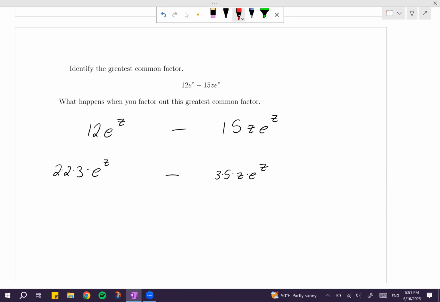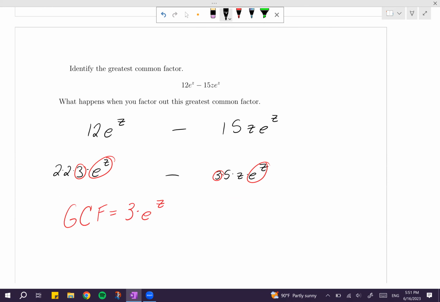So I'm just going to start circling stuff that's in both of them. This 3, there's a 3 in both of them. There's an e to the z in both of them. And it looks like that's the only two things that they have in common. This 5z is in this term, but it's not in this term. So it's not a common factor. This 2 and 2, there's not another 2 over here, so it's not a common factor. So the greatest common factor, my GCF, is 3 times e to the z.